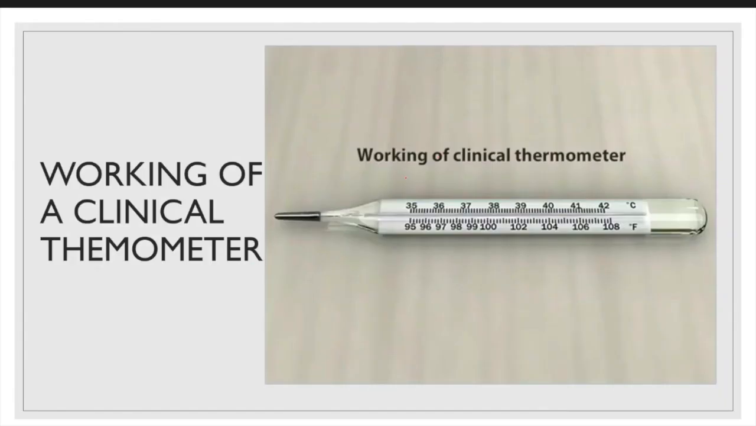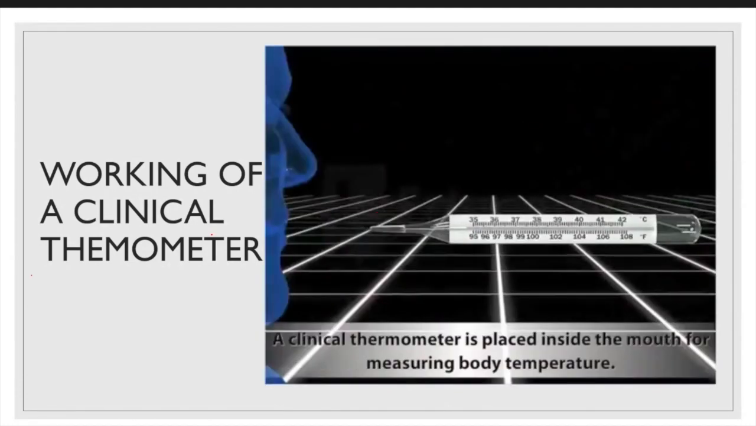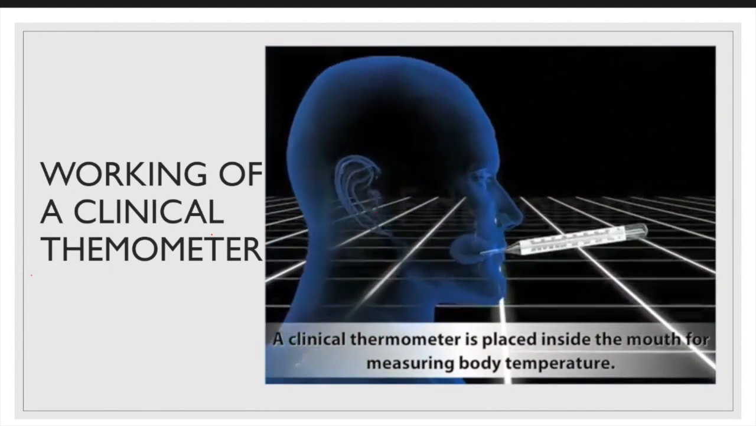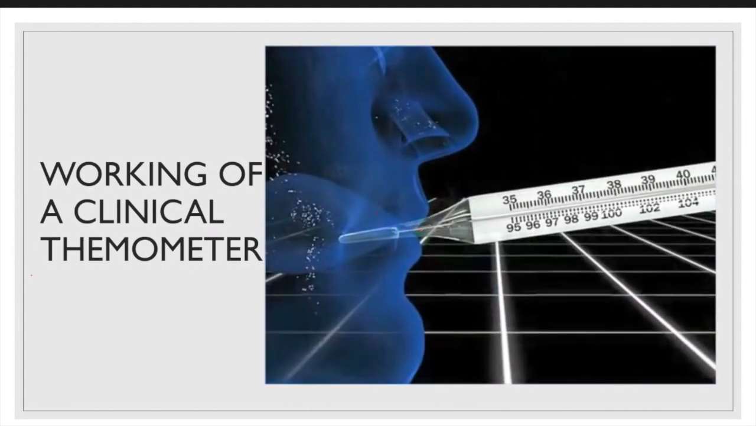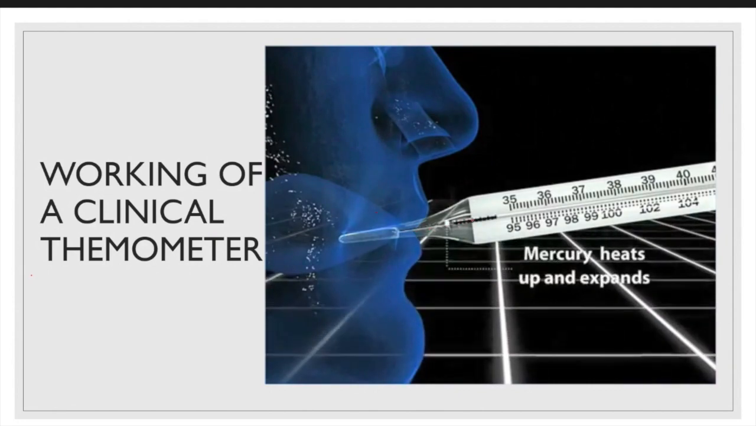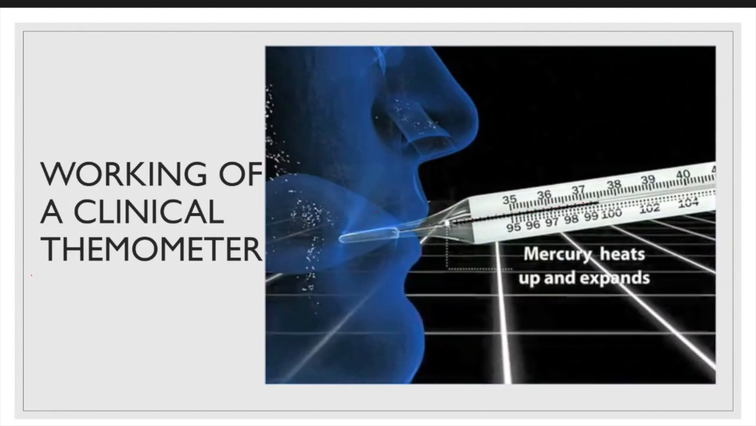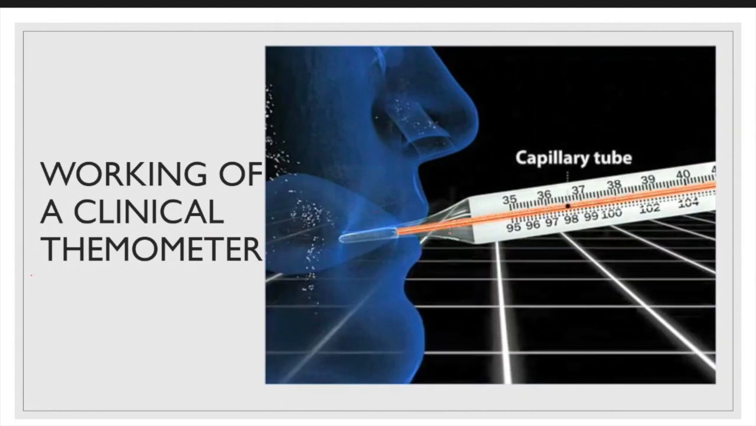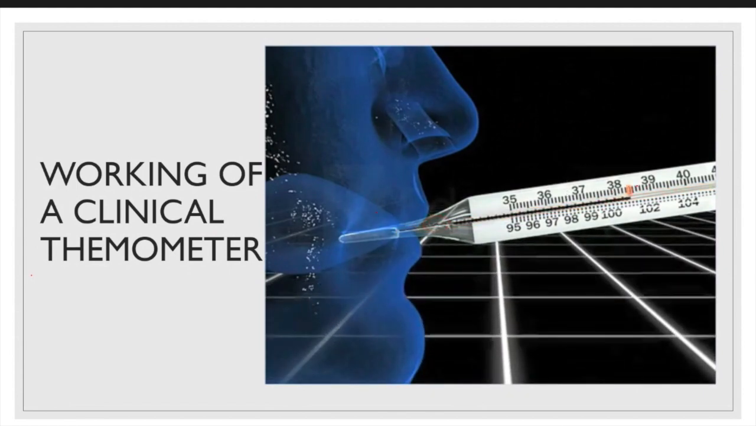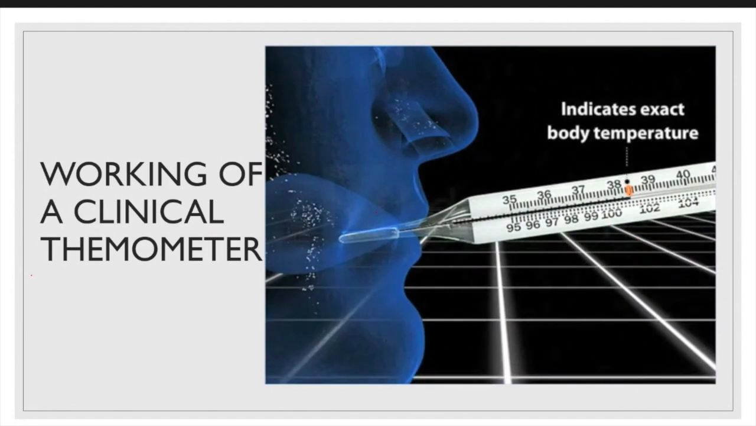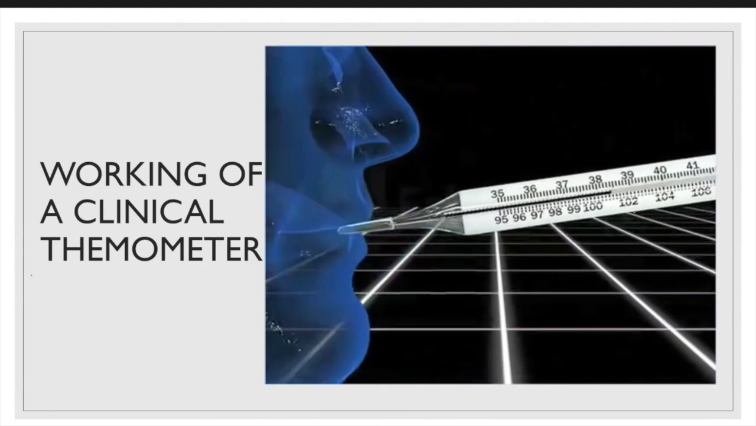Now let's understand how a clinical thermometer works. A clinical thermometer is usually placed inside the mouth for measuring the body temperature. Because of the body heat, the mercury inside the bulb heats up, expands, and then rises up to a certain level into the capillary tube through the constriction known as the kink. The new level to which the mercury rises indicates the body temperature. So here it is indicating the body temperature which we have measured.